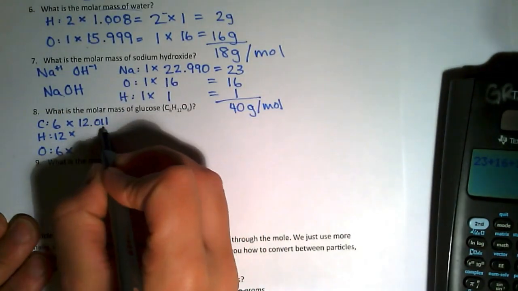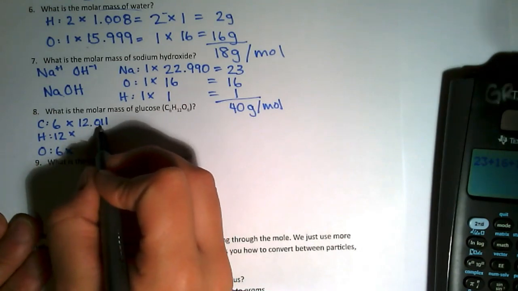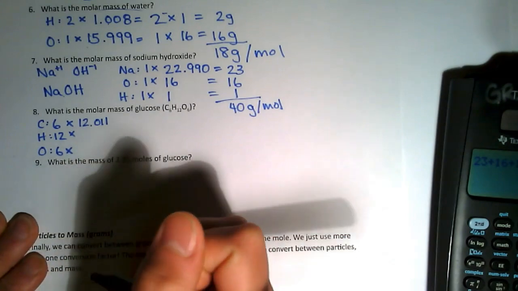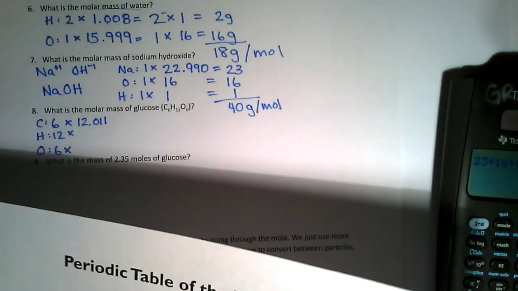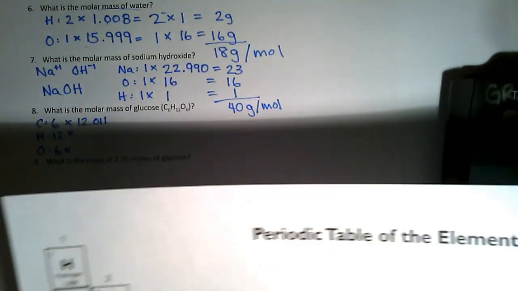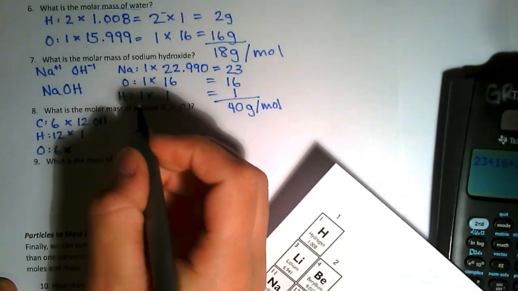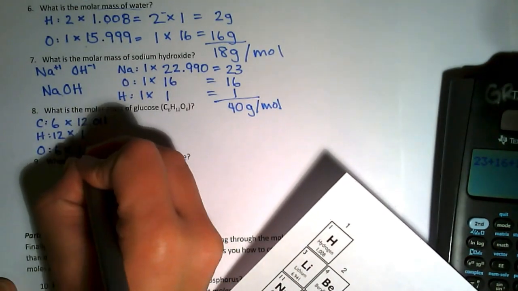12.011. I'm not going to round that value because it's not a 0.00 or a 0.99. So we are more than 0.001 off, so we're not going to round that. Hydrogen, we said, has a mass of approximately 1, and we can round that one. And oxygen, we said, has a mass of approximately 16.